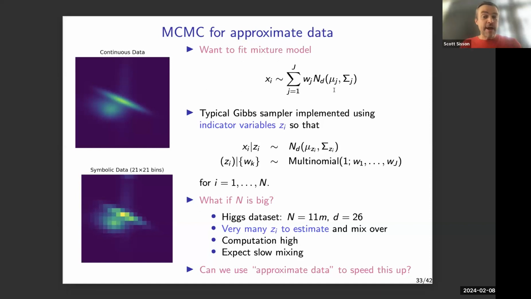If we were doing a regular Gibbs sampler on this, convention is to say, for each data point, I'm going to introduce an indicator variable. For each xi, there's a zi, and this indicator variable says which of these mixture components xi comes from, or is likely to come from. So we can say xi, given zi, comes exactly from this particular component with mean mu zi and variance sigma zi. So zi is taking some value between 1 and j, effectively.